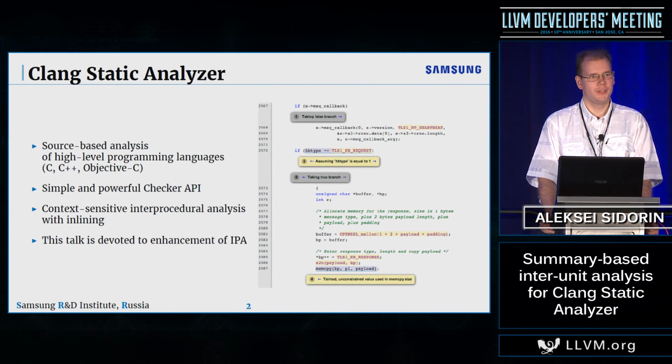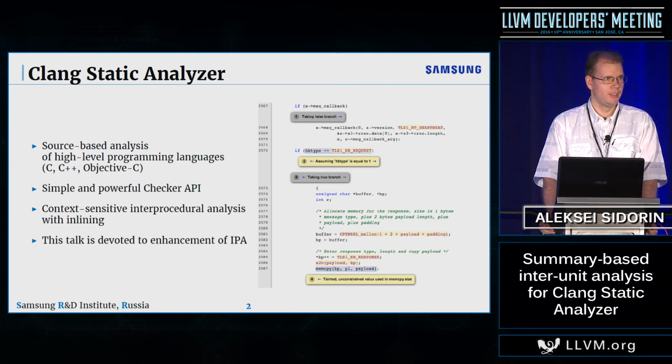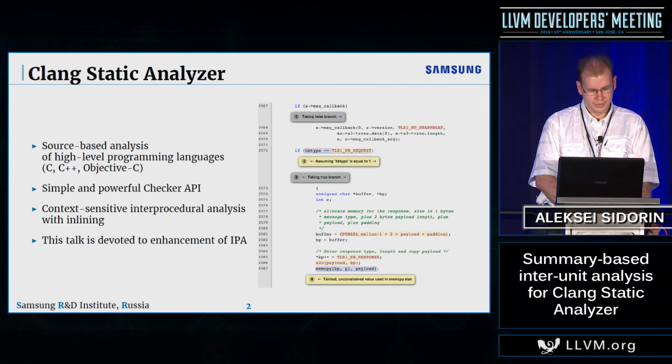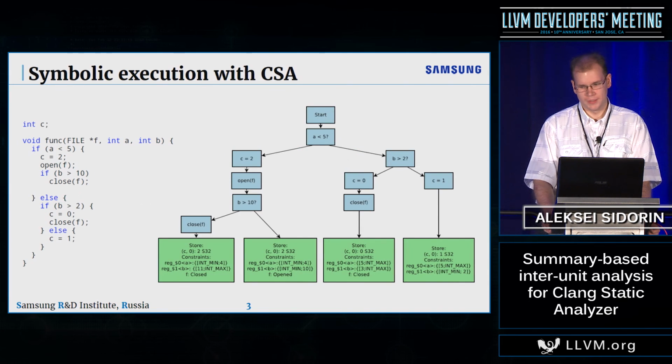Clang static analyzer, or just CSA, is a part of Clang. It is a path-sensitive source-based analyzer for Objective-C, C and C++ code with the ability to perform context-sensitive interprocedural analysis. It has a simple but powerful checker API as well. And our talk is devoted to the improvement of its API.